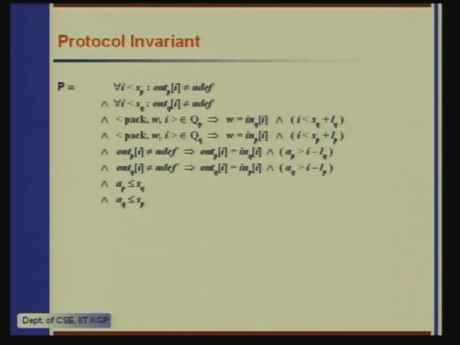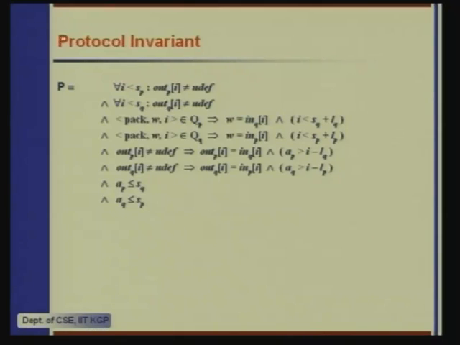Now, what is the initial state of our protocol? In the initial state of our protocol, what is the value of AP? 0. What is the value of SP? 0. What is the value of outP[i] from 0 through infinity? Undefined. The whole outP array is undefined, right.